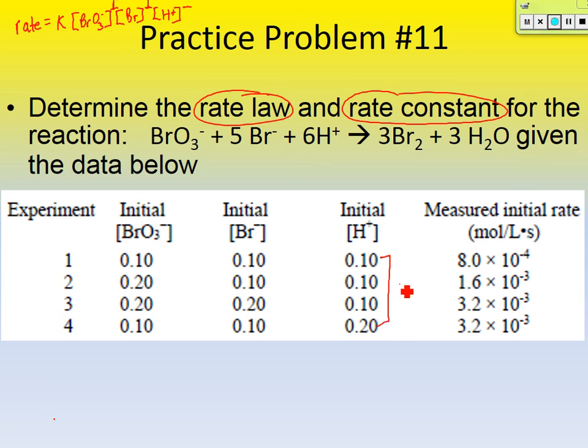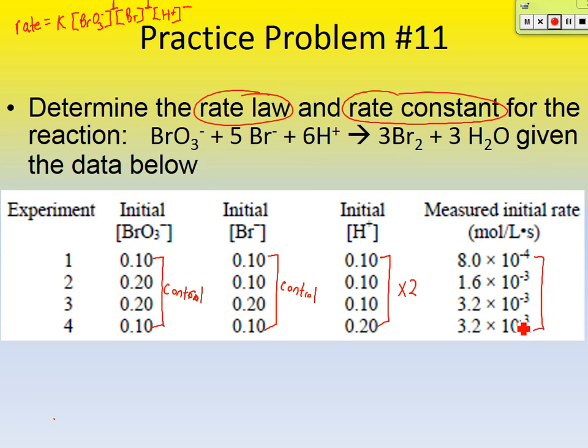The concentration is changing by a factor of 2 between experiment 1 and 4. And between 1 and 4, Br- is not changing, so that's a good control. And also BrO3- is not changing, so that is a good control. All right, now let's look at how the rate changes between those two experiments, experiment number 1 and 4.